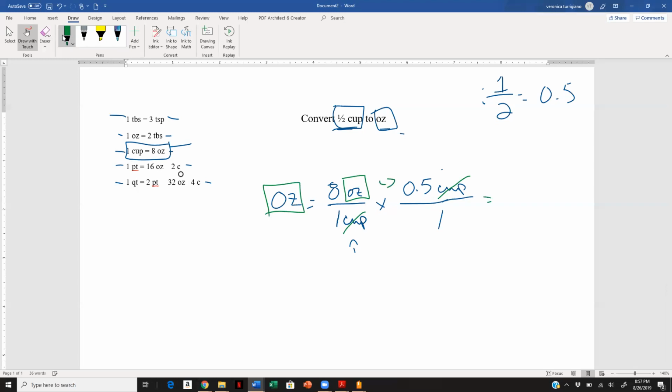Multiply across the tops and then multiply across the bottoms. 8 times 0.5 is 4. 1 times 1 is 1. 4 divided by 1 is 4. So our answer is going to be 4, and we get our label right here where we started, ounces.